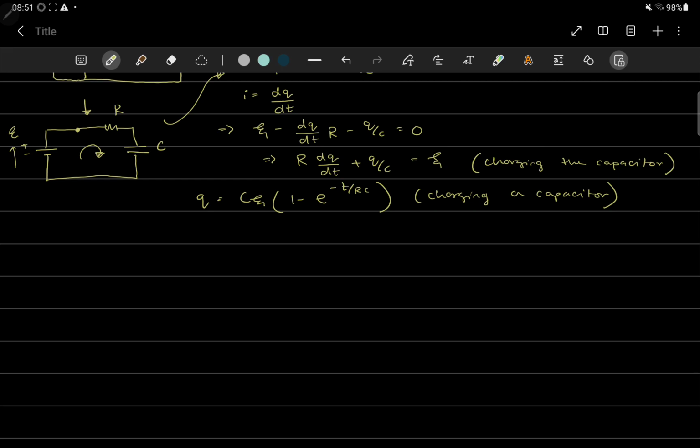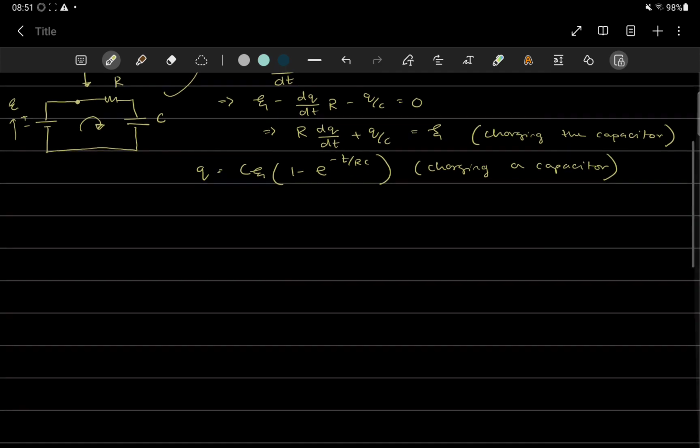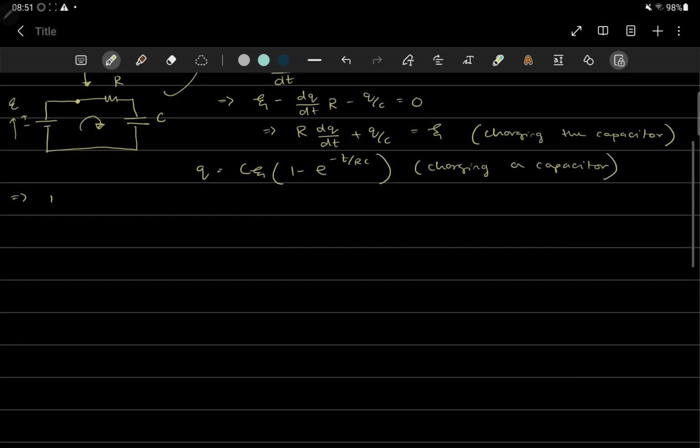Okay, so now from here you can also derive the expression for current using this expression for Q, because I already know that I equals dQ by dt. So what I have to do is just differentiate this expression of Q with respect to time, and what you will get is zeta divided by R times e to the power of minus t by RC. Okay, now remember, all of this is basically for charging a capacitor.